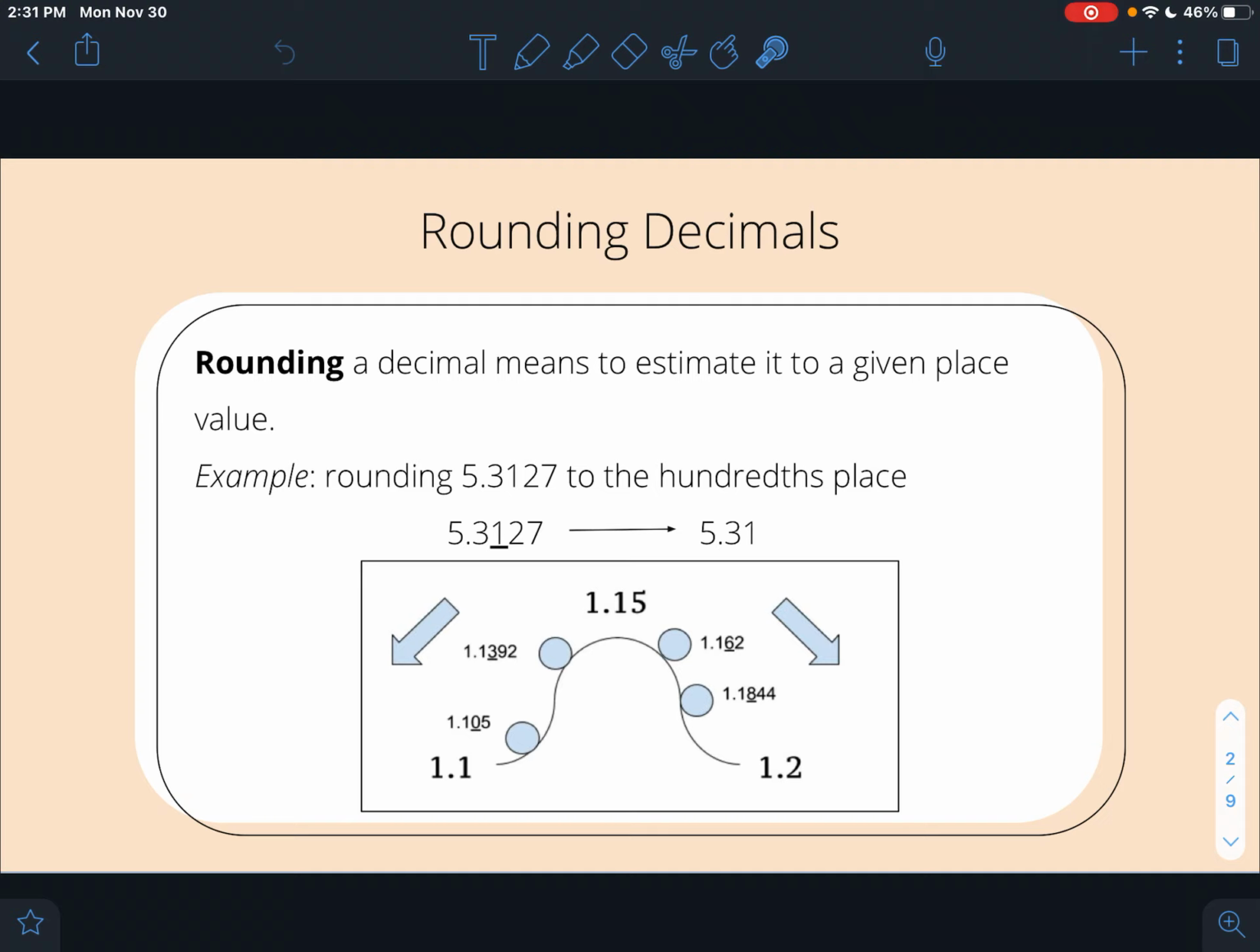Rounding decimals. Rounding a decimal means estimating it to a certain place value like hundreds or thousands. Rounding decimals is useful for estimating the values of very precise numbers and often makes them easier to work with. The picture on the slide is an example of rounding decimals. In this case, each ball represents a number written next to it.